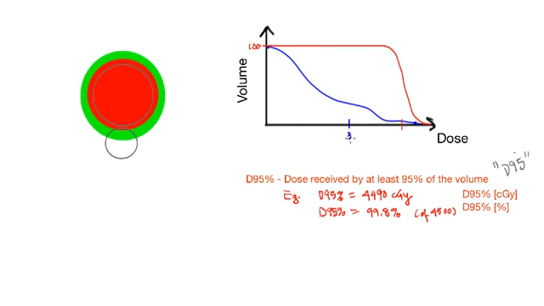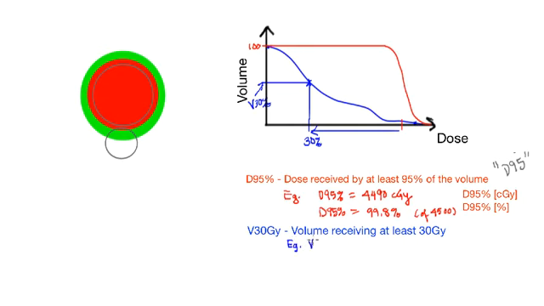All right, now let's look at the OAR. So maybe I wanted to look at the 30 gray dose and see what volume is covered by the 30 gray dose. I could look that up on the curve, and then I would see here the value for V30 gray. So that would be V30 gray, the volume receiving at least 30 gray. Now let's look at an example. So here we might have V30 gray is equal to, let's say, 45% of the volume of that OAR.